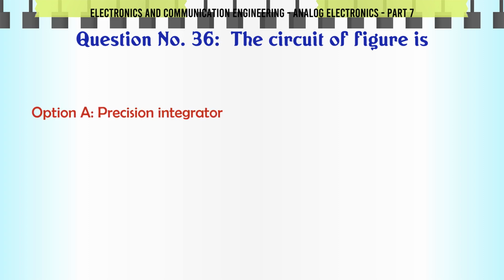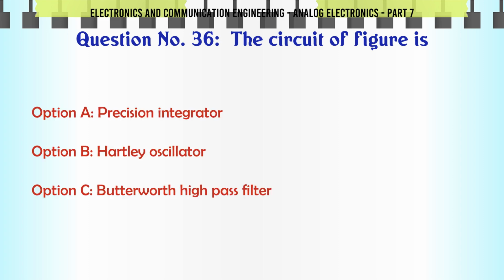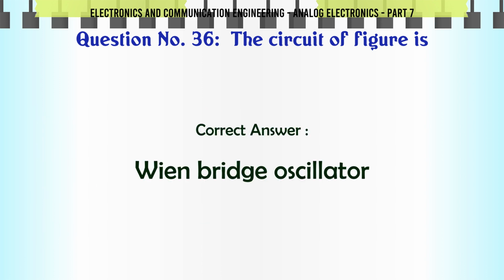The circuit of the figure is: A. precision integrator, B. Hartley oscillator, C. Butterworth high-pass filter, D. Wien bridge oscillator. The correct answer is Wien bridge oscillator.